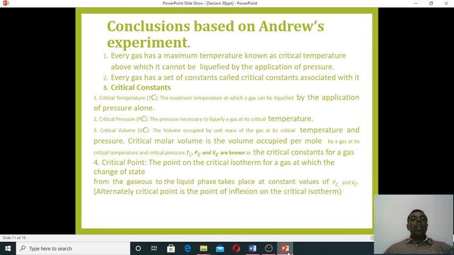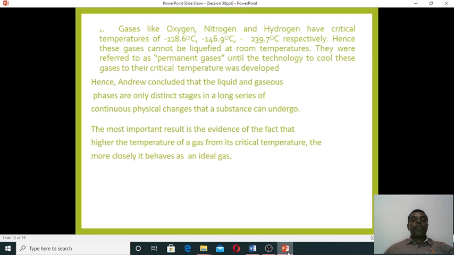Then critical molar volume is the volume occupied by a mole of a gas at its critical temperature and critical pressure. These are known as the critical constants of a gas. Critical point means the point on the critical isotherm of a gas at which the change of state from gaseous to liquid phase takes place at constant values of Pc and Vc.